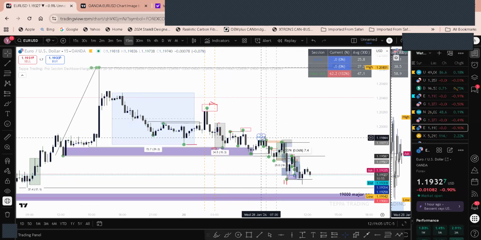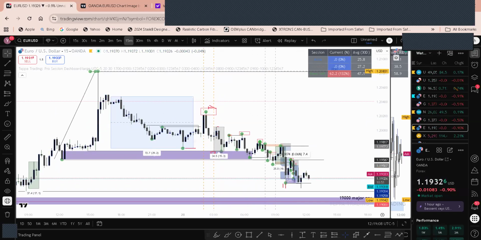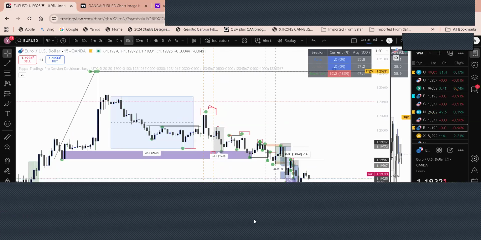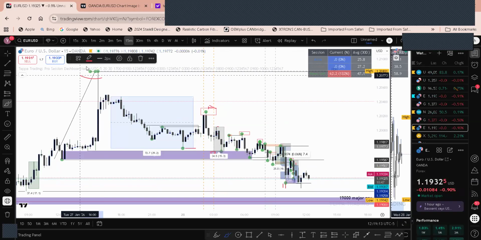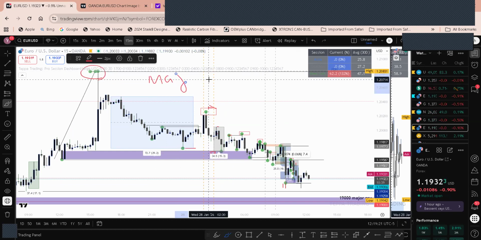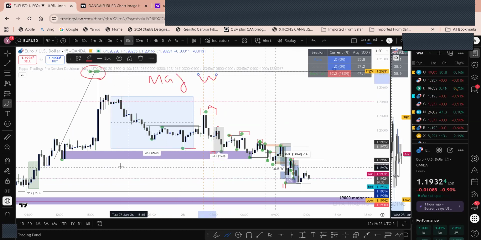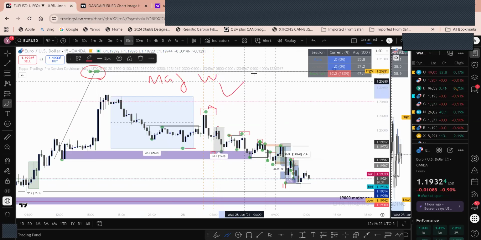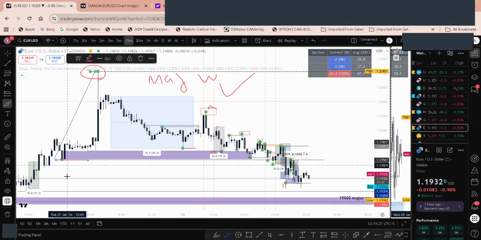You see all of these inducements, right? Or maybe you didn't see them. Will a major inducement on the weekly outweigh a medium inducement or not? If I'm saying this wick is a major inducement on a weekly level, right? It swept a weekly level, right? Will this outweigh this M15 inducement or not?